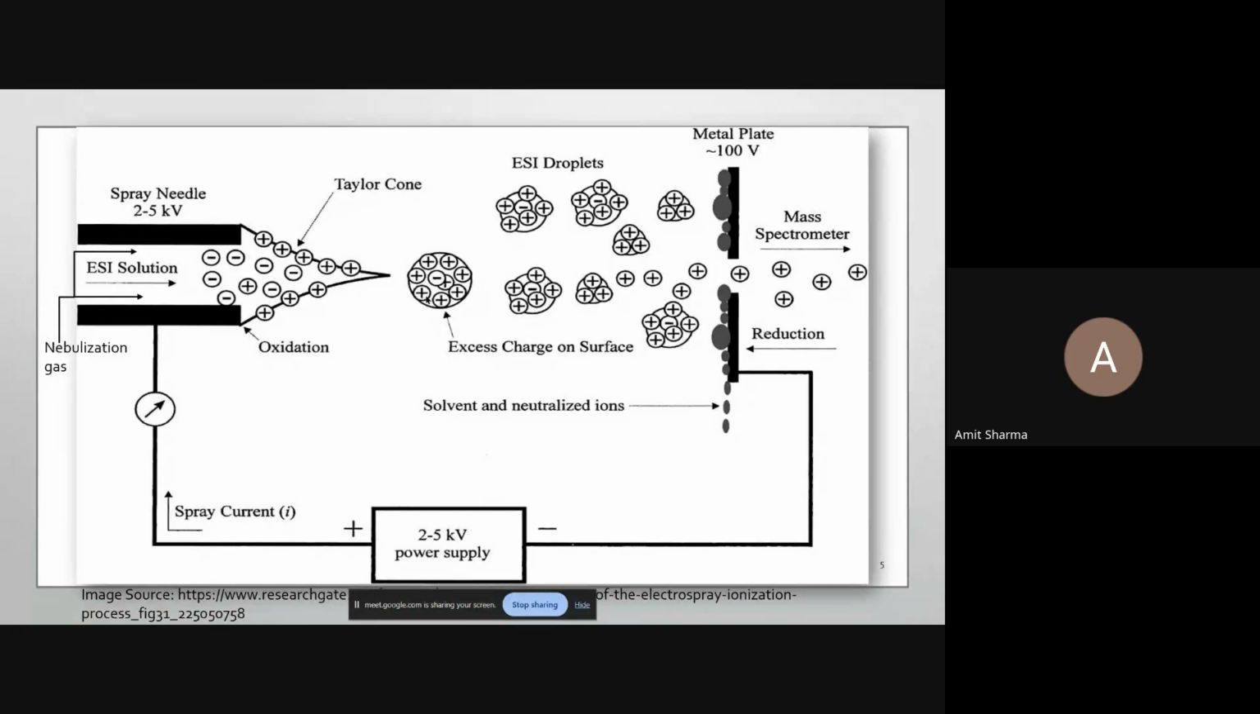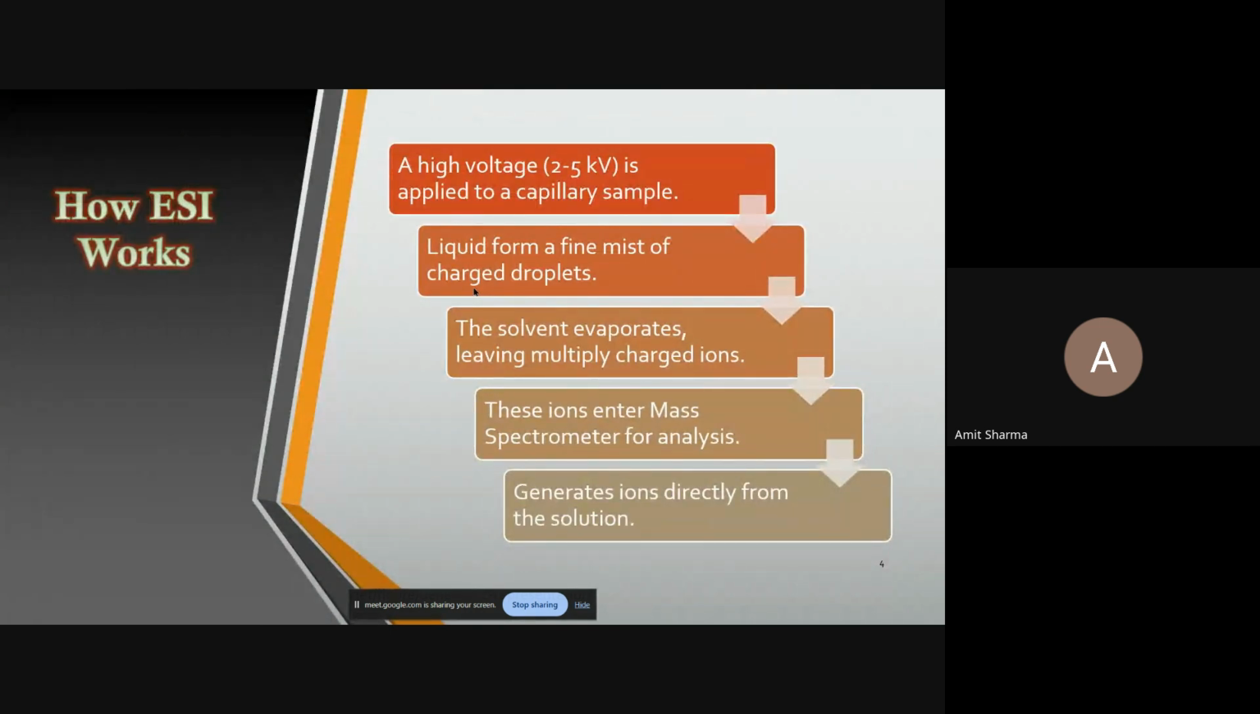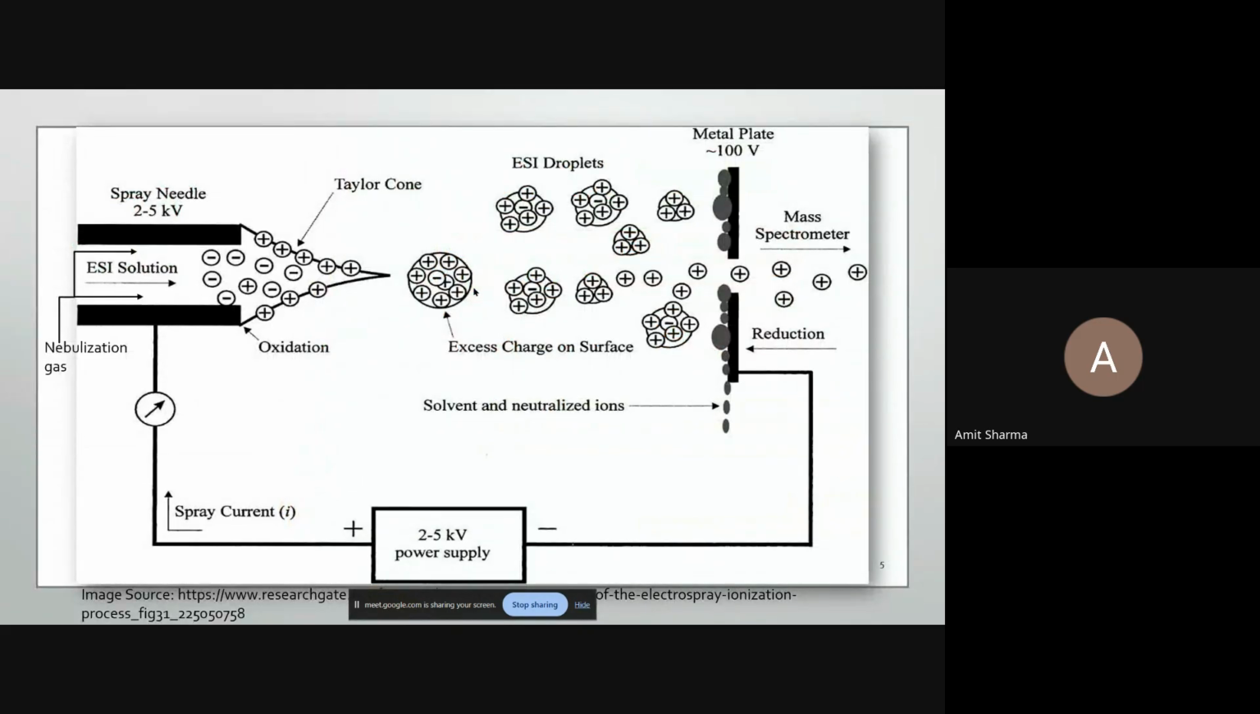The required ions that we want are passed through the metal plate towards the mass spectrometer. Here, the ions we are studying are positive ions. The metal plate, which has a negative potential, helps in the acceleration of these positive ions towards the mass spectrometer. All the other solvents and the neutralized ions are captured by the metal plate itself. The solvent evaporates and leaves multiply charged ions, and these ions enter the mass spectrometer for further analysis. In electrospray ionization, the ions are directly generated from the solution, as we can see from this figure. We use a liquid sample to generate ions.